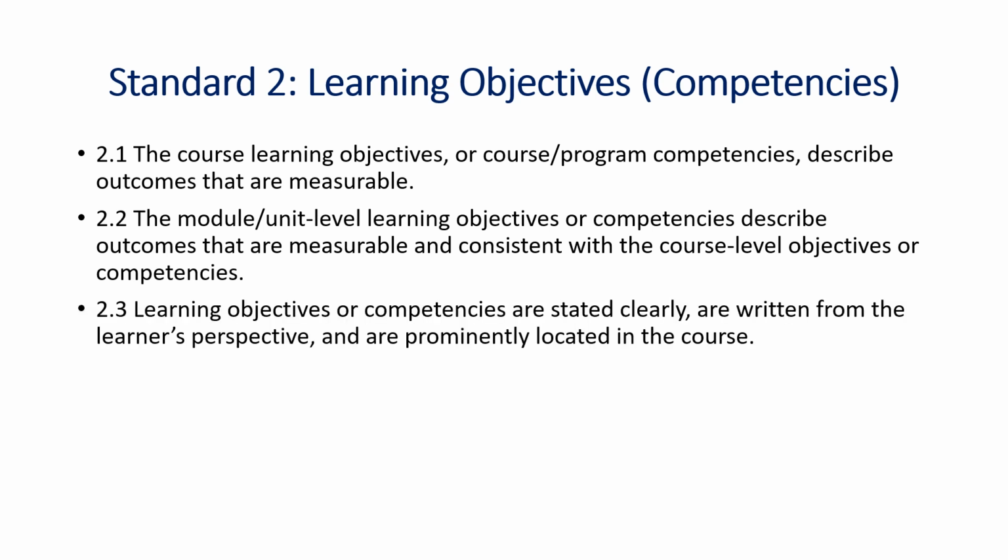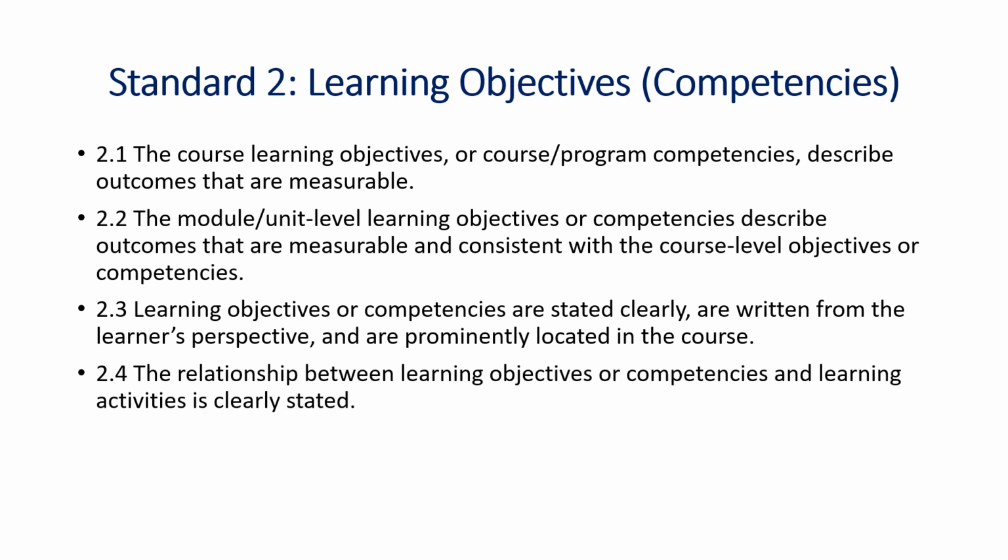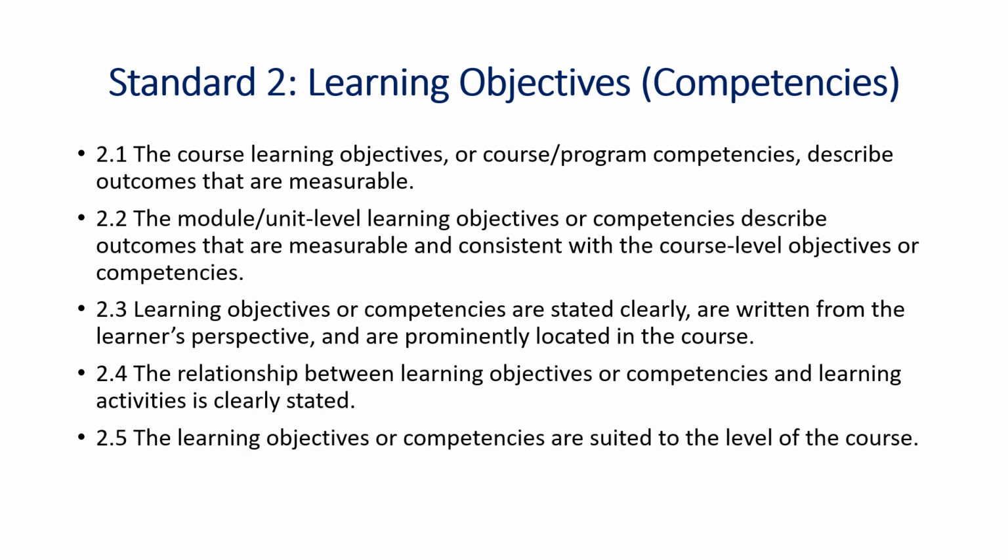The learning objectives or competencies are clearly stated, written from the learner's perspective, and prominently located in the course. There should be no mystery about what your course is about. The relationship between learning objectives and competencies and learning activities is clearly stated. It's good to have a chart that shows a map of where these competencies and learning objectives fit in to these assignments, these activities in the course. The learning objectives or competencies are suited to the level of the course. If it's an introductory course, there should be introductory level objectives.